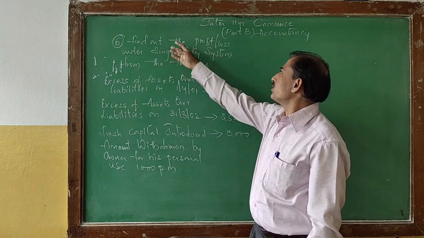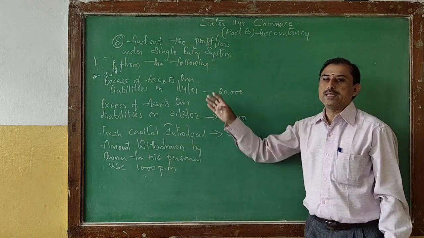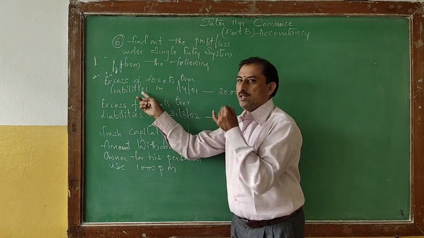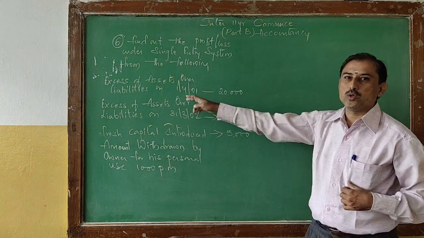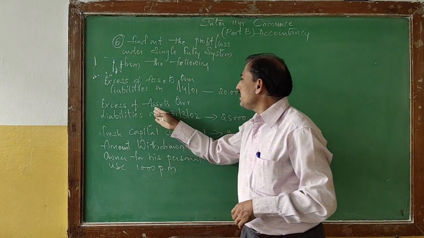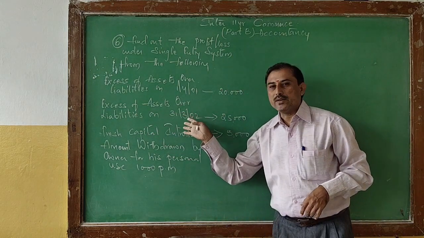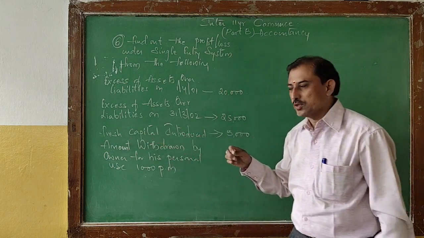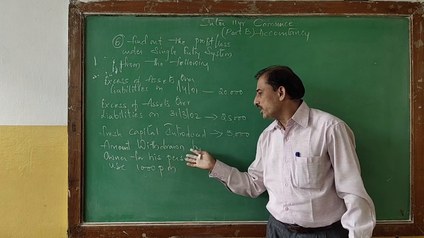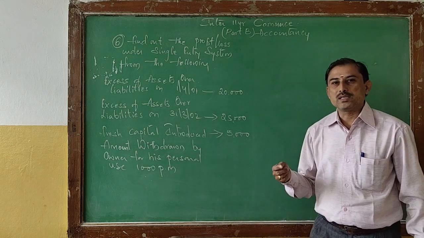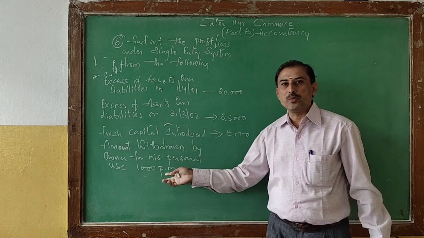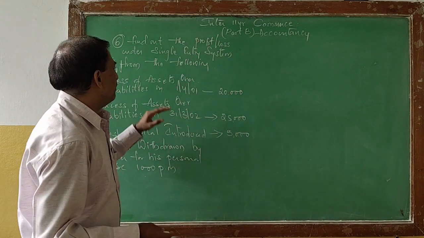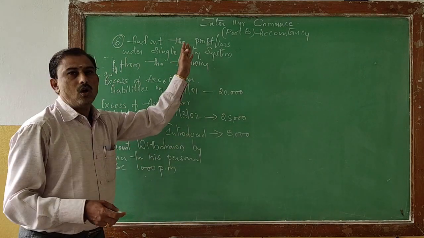They are asking you to find out the profit or loss under single entry system. What are the things given? Excess of assets over liabilities on 1st of April 2001. Excess of assets over liabilities on 31st March 2002. They have given you fresh or additional capital introduced, and they have also given amount withdrawn by owner for his personal use. They have given you 1000 rupees per month. With this information, they are asking you to find out whether a business has done profit or loss.